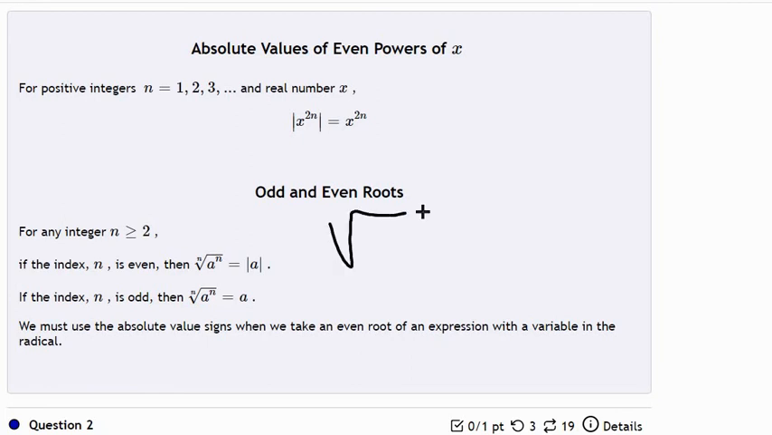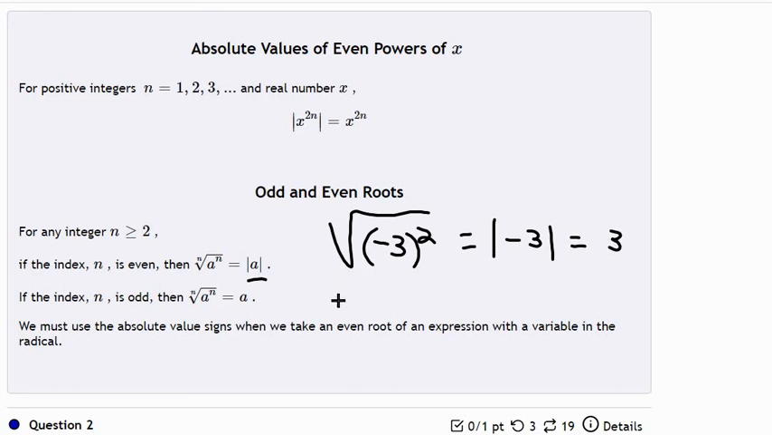Let's say we're doing the square root, so we don't actually have to write the index. And it's the square root of negative 3 squared. Well, in this case, what this is saying is that the answer to this is the absolute value of negative 3. And the absolute value of negative 3 is positive 3. So the answer to this one would be positive 3.